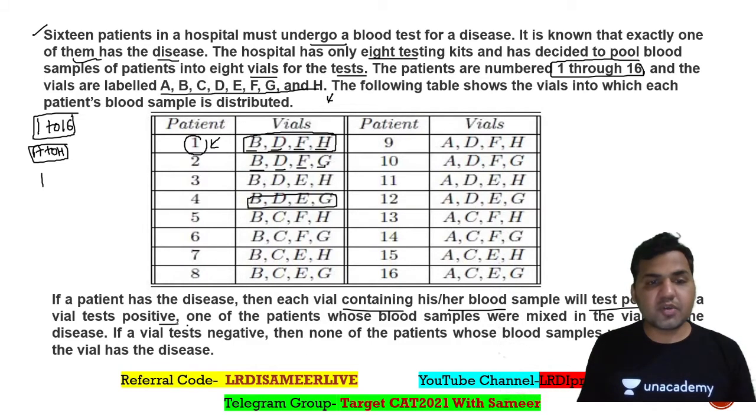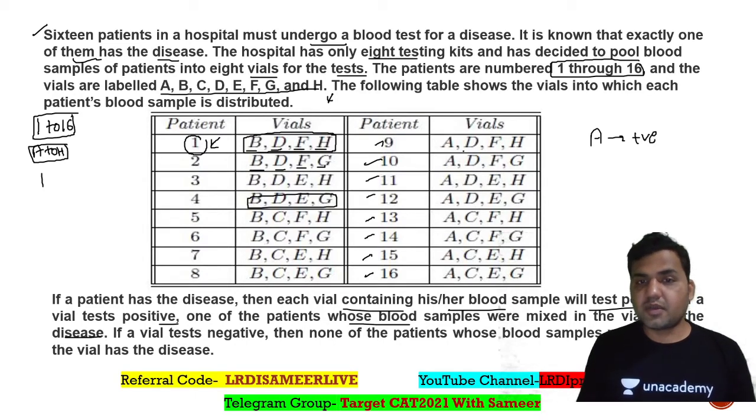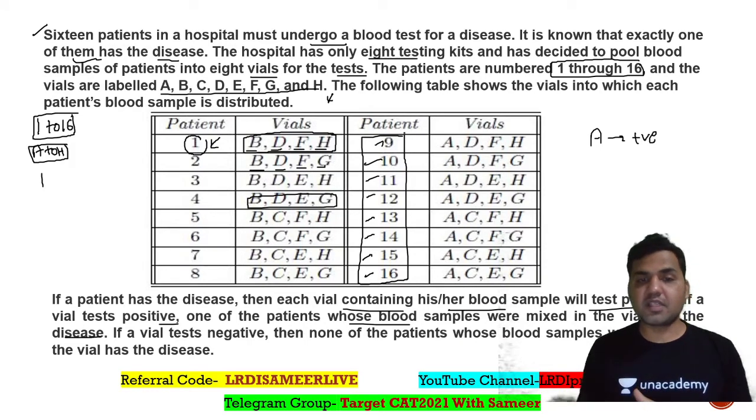If a vial tests positive, one of the patients whose blood samples were mixed in the vial has the disease. For example, let's say if I'm saying that the result of vial A is positive, then you can see that in vial A, patients 9, 10, 11, 12, 13, 14, 15, 16 all have blood. So you can say that if A is positive, then any one of the patients among 9, 10, 11, 12, 13, 14, 15, 16 will have the disease.